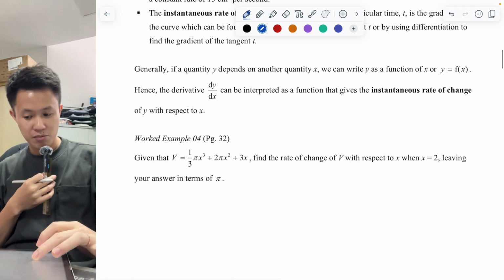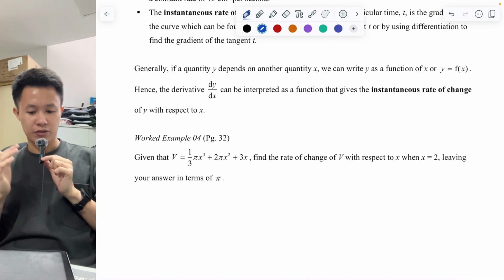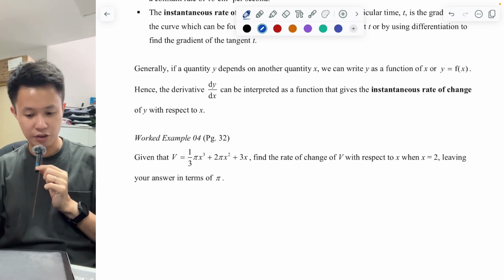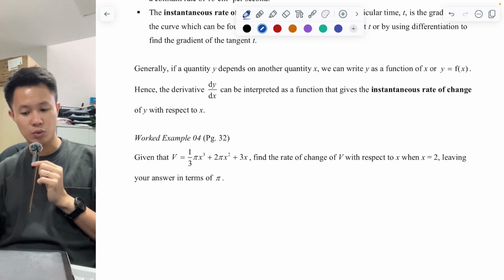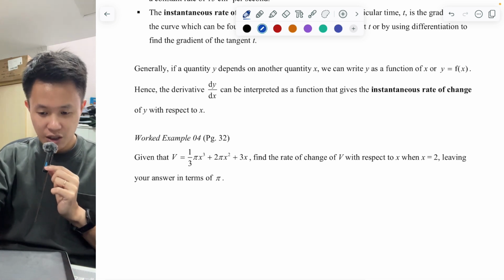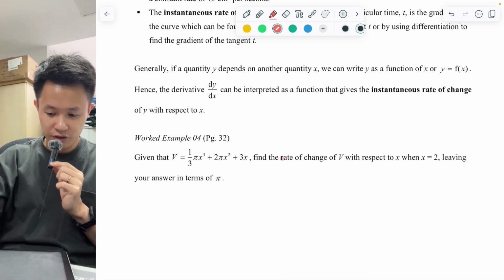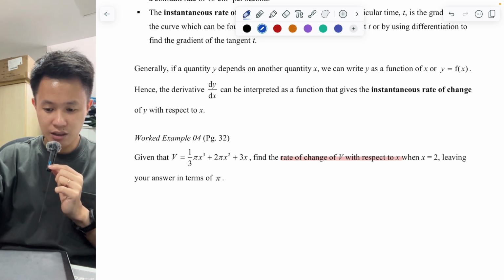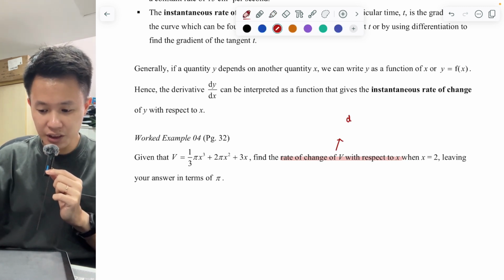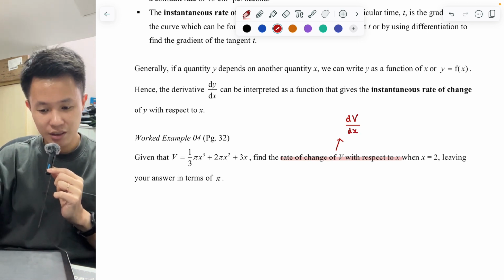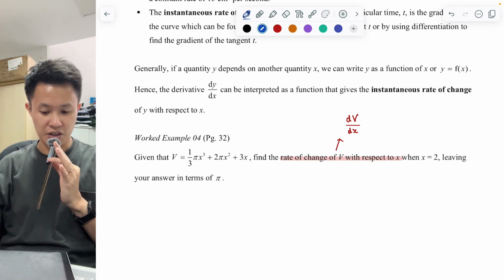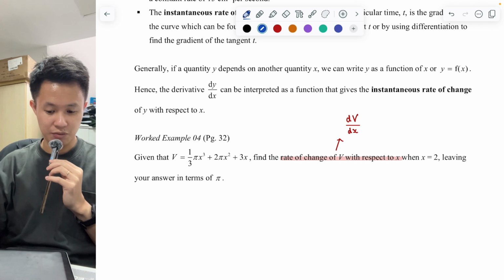So going to a very simple example, I have volume, sorry, V, which is connected to x. I want to find the rate of change. When the question asks for the rate of change of V with respect to x, the question is simply asking for dV over dx. Okay, so there's a little bit of an interpretation game here. You need to understand what the question is asking, and you're supposed to leave your answers in terms of pi.